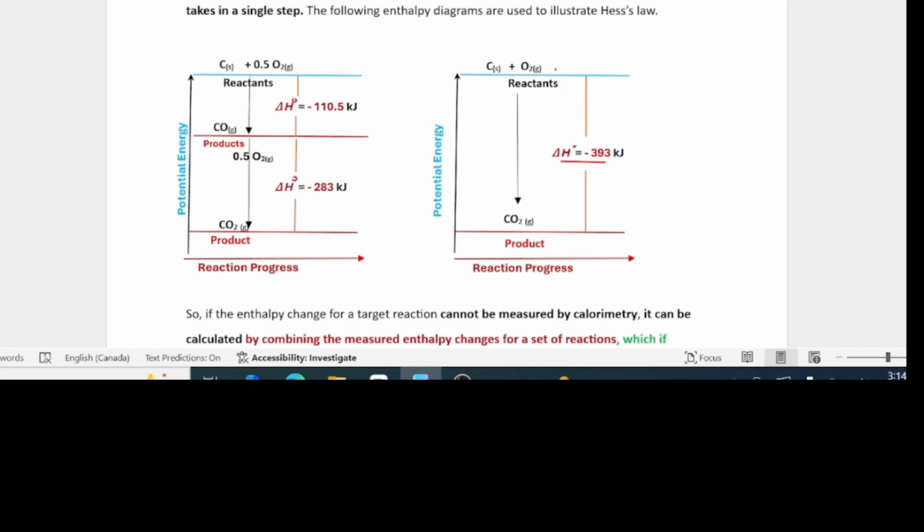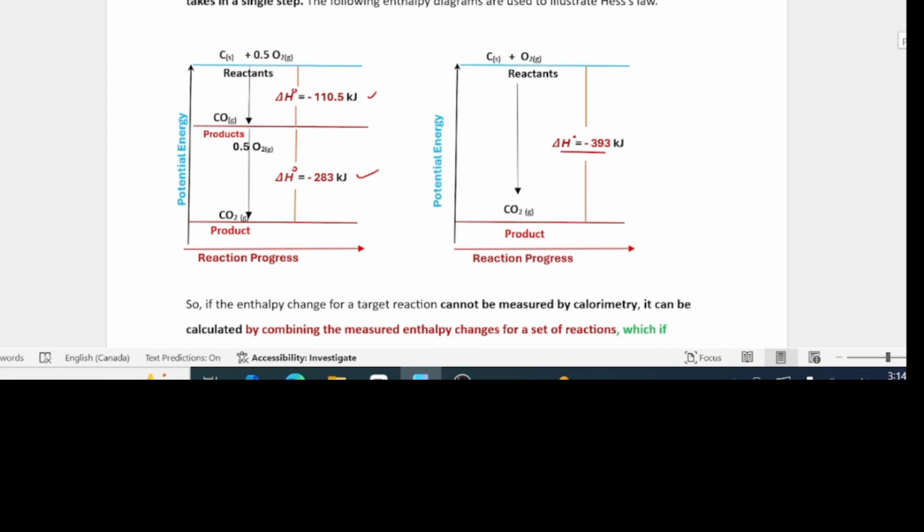The following enthalpy diagrams are used to illustrate Hess's law. That is carbon reacting with oxygen in a single step to give you carbon dioxide as products, and that's the standard enthalpy change there. Now this very reaction can take place in these 2 different steps. First we start with carbon reacting with only half a mole of oxygen to give you carbon monoxide, and that's the amount of energy produced here. Then the carbon monoxide is given the next half a mole of oxygen to produce carbon dioxide, and that other step here produces that amount of energy. So when you add the energy produced by these 2 steps, you can see it's equal to that.